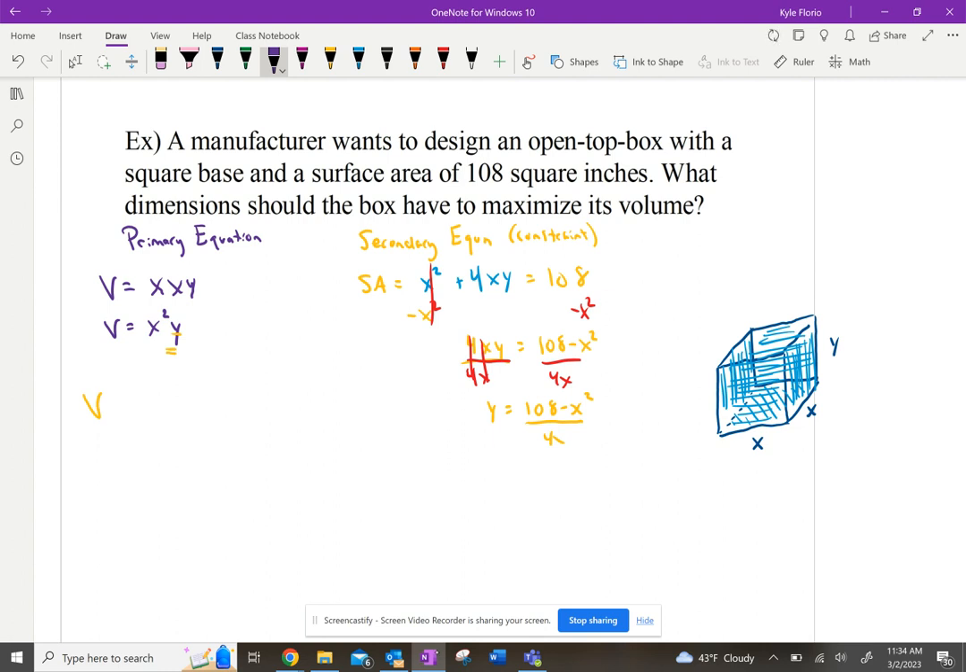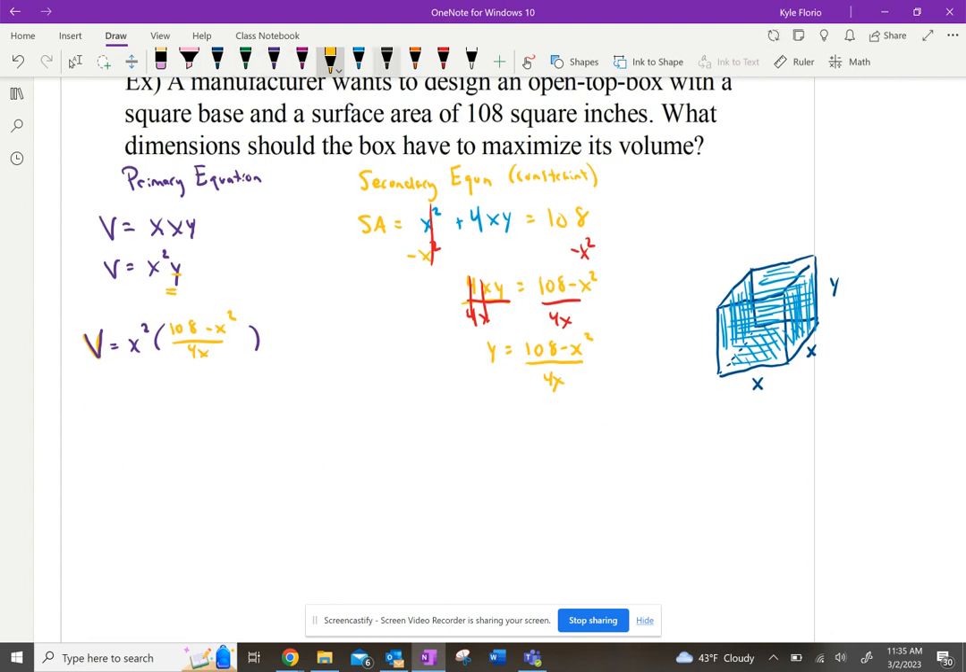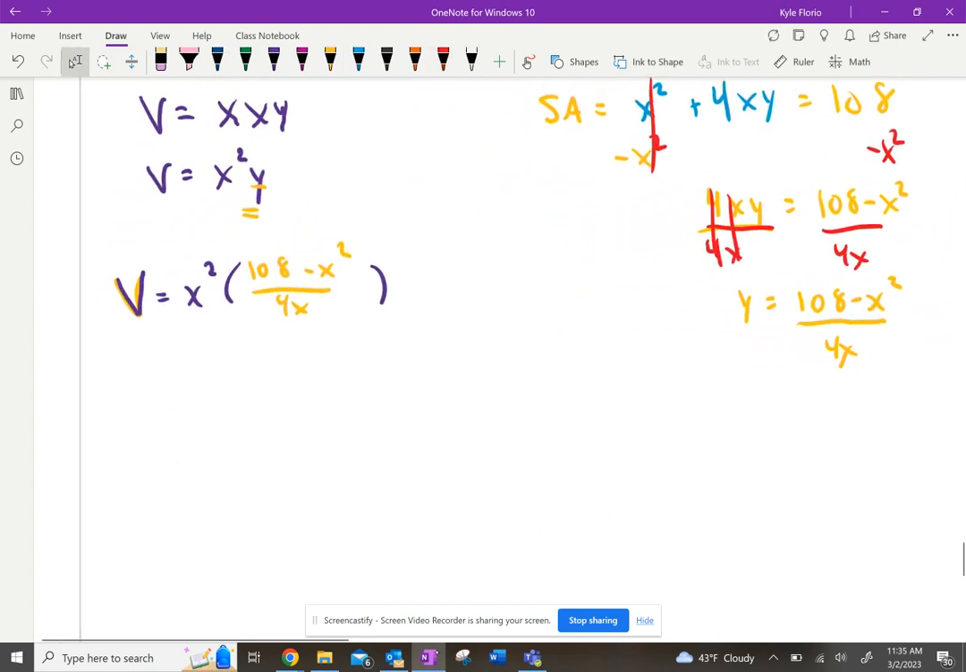I want to write it in terms of a single useful variable. So it's going to be x squared times y. And I'm going to replace y with this expression here that represents y, which is 108 minus x squared over 4x. Again, to avoid the product rule, let's do some simplifying here. Again, this is just algebra. This x on the bottom is going to divide out with one of those x's on the top. So I can just distribute that 1x up top. So x times 108 is 108x, and x times x squared is x cubed.